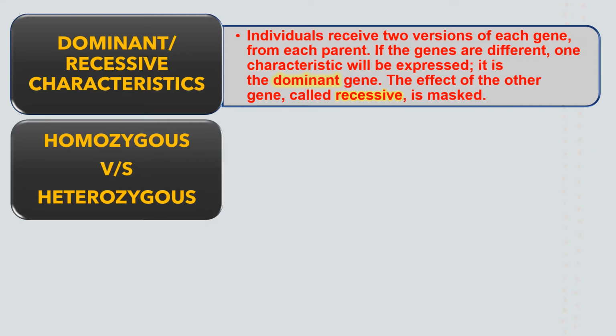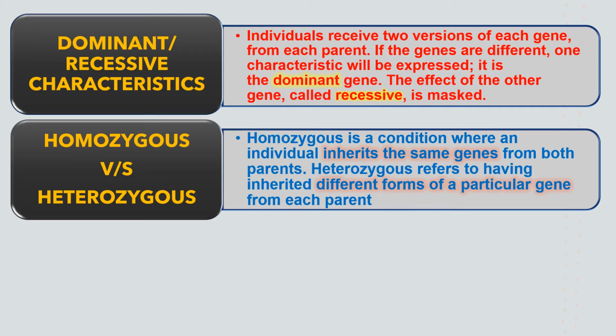Secondly, homozygous versus heterozygous. Homozygous is a condition where an individual, and here we are talking about the baby or the progeny, inherits the same genes. Maybe both parents have curly hair, so it will inherit the same genes from both parents. That condition is known as homozygous. And heterozygous refers to having inherited different forms of the particular gene from each parent.